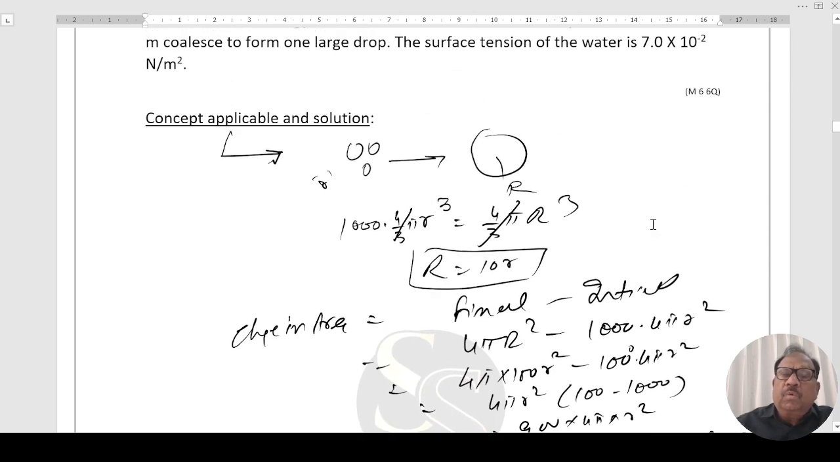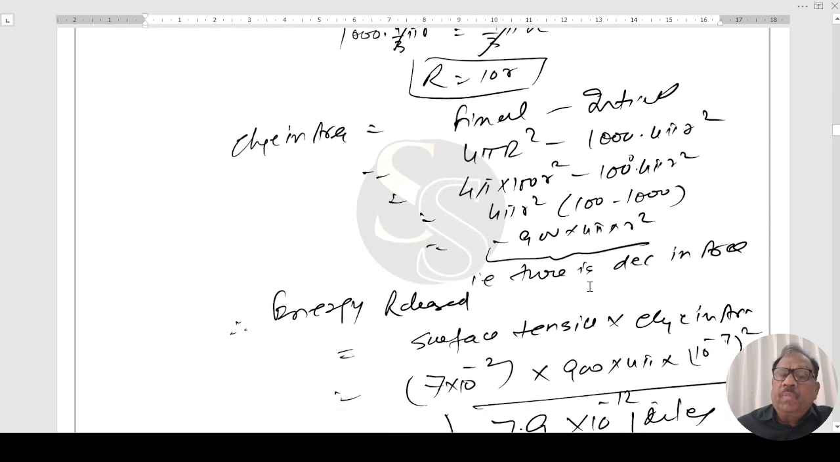In this case, the same concept was there. First of all, find the radius of the bigger drop, means find the relation between the smaller radius and the larger radius. Right? Next question.